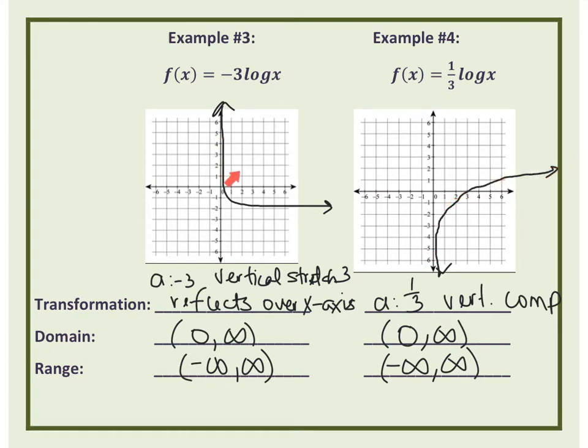So either way, whenever you cross the x-axis, it turns almost like an L shape here, okay? And remember that A does not affect domain and range, so your domain and range are the same as the parent function.